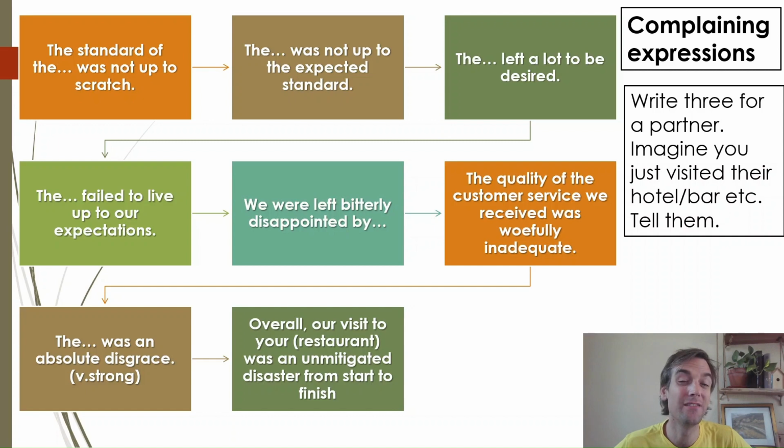So I've got here some lovely expressions for saying it was bad. You're not just going to say the service was bad, the room was bad. You're going to vary your vocabulary with some of these expressions. What I'd recommend for this activity is write 3 of these where you have to use a bit of imagination. Imagine you just visited their hotel, bar, your partner's hotel, bar, restaurant, whatever, and you want to complain to them because something was not good enough. You need to come up with what it was and try and add a bit of detail to make it realistic and convincing, and to use these expressions.